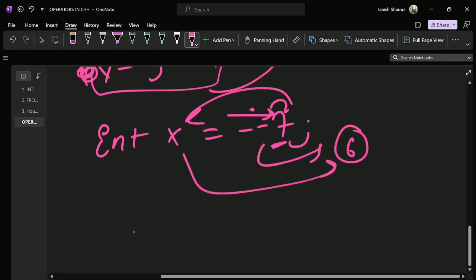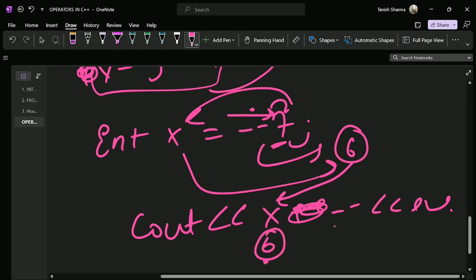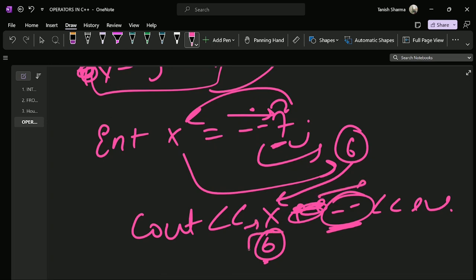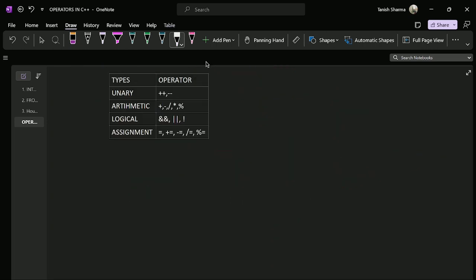Now similarly, let's say I do x minus minus here, so what will I be getting? I will be getting firstly the value of x, x's value is 6, and then we are decrementing it. Firstly we are reading the value and then we are decrementing the value. So what value is read first means a lot.